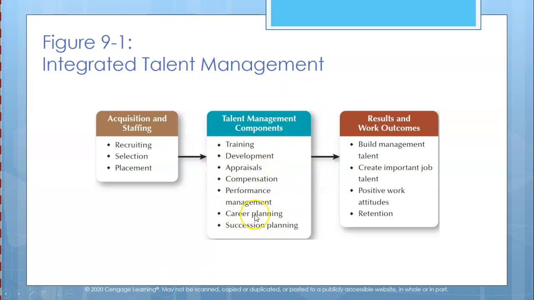Here's where we've got some talent management ability. We just talked about training, but then we get into development. Performance appraisals come back in as well. Compensation, for example, incentivizes people. And the idea of performance management and performance appraisals means we're growing people into these paths of career planning and succession planning. What we get out of this is a talent pool that's ready to manage our companies.